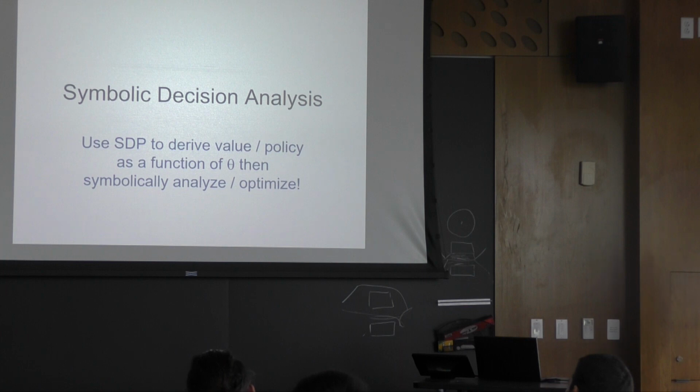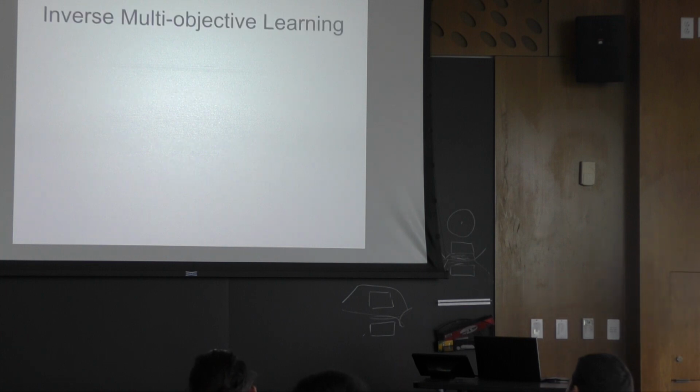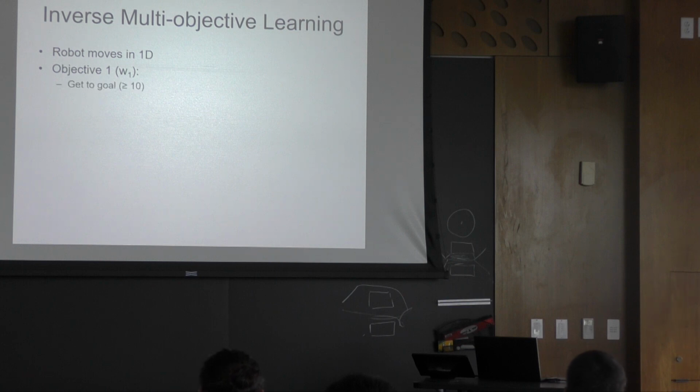What can we do with it? I think this is the cool part, things we could do that we could not do before. So, inverse multi-objective learning. I have a robot that moves again in 1D, but this time it has two objectives. One objective is to get to a goal, say x greater than or equal to 10.